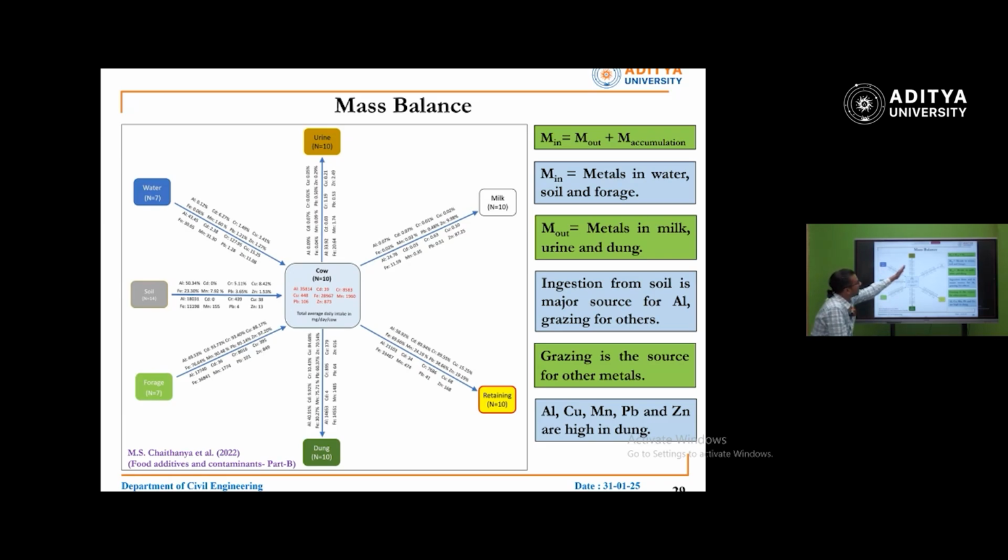So these are the inputs and these are the outputs. Like the cows are generally urinating, they give milk, and they're done. Apart from that, this is the percentage of retaining. Retaining means how these metals are accumulating in the bodies of the cattle. So that's how we have identified the mass balance.